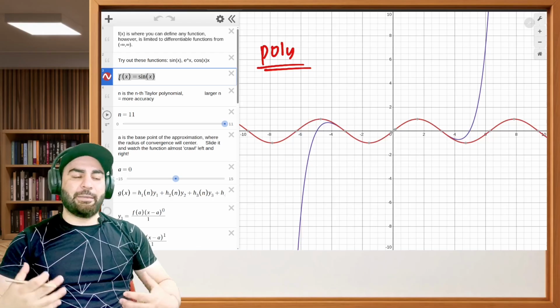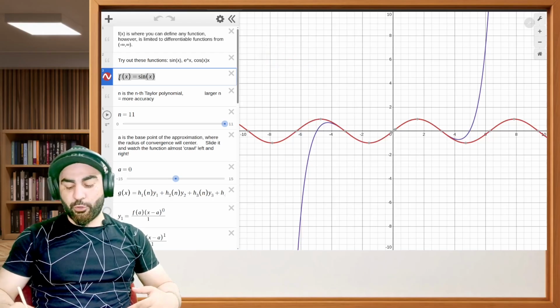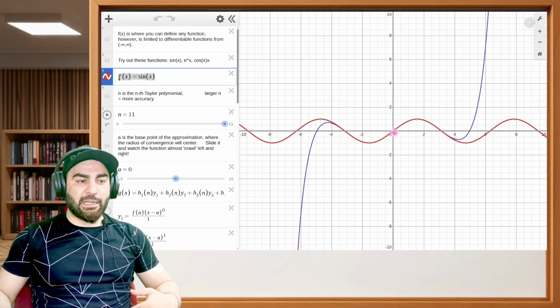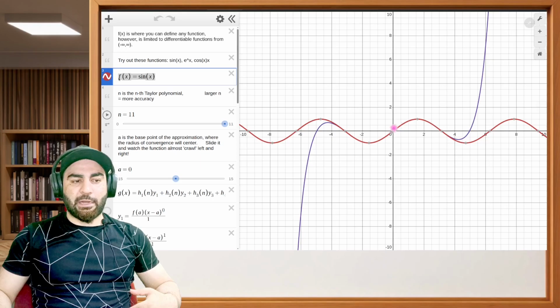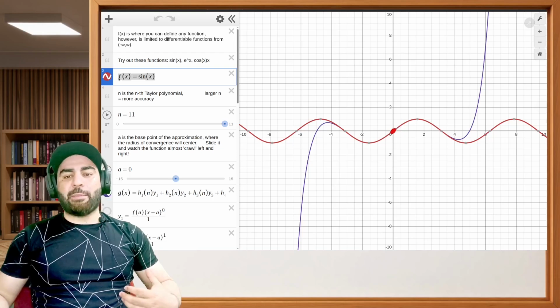As I said, it becomes easier to deal with polynomial functions than with other functions. So here what I'm showing you is we have a function sine of x that we want to approximate. Let's suppose we want to approximate it around this center. Suppose we know the value here, we know sine of 0. So we want to approximate by a polynomial function.